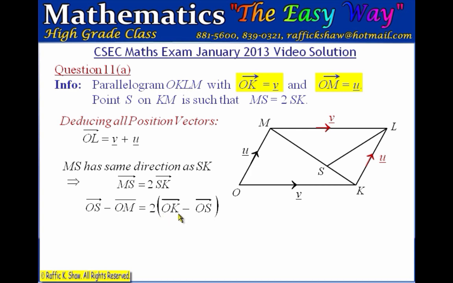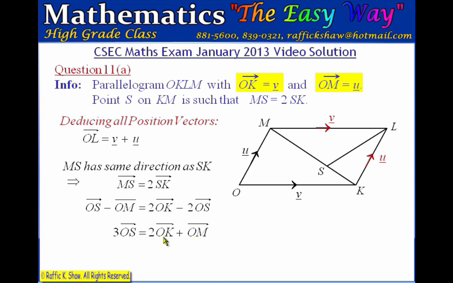And so what we need to do is expand this bracketed term, group the OS terms on this side, and so we can find the vector OS, which is the position vector of S. So firstly, I'm going to expand this bracket, and when I expand that bracket, it becomes 2 times OK minus 2 times OS. And now I will take this 2OS over onto this side to add to the OS over here, and this minus OM, I'll take it on this side, and so we will have 3 times the vector OS on this side and 2 OK's here, and then this minus OM comes on this side to become plus OM.